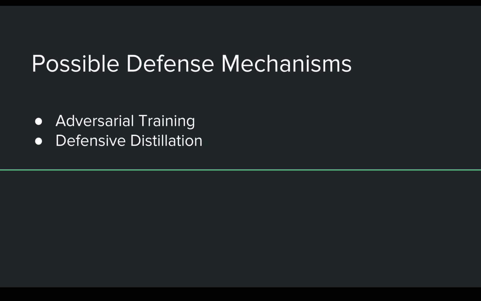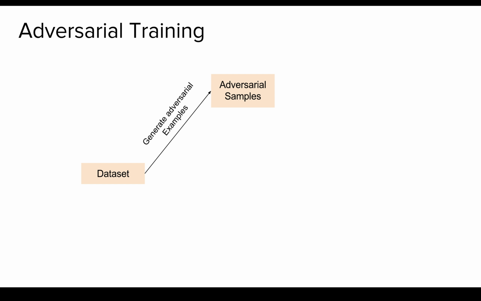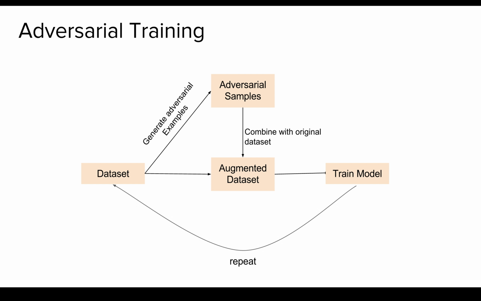Now let's talk about defense mechanisms. In this project, we'll be implementing two of them. The first one is called adversarial training, which involves starting with our dataset and creating adversarial samples at the end of each epoch and injecting them into the training set to be used for training in future epochs. This can be seen as an alternative data augmentation technique.